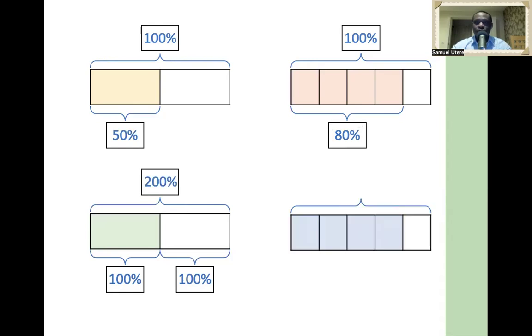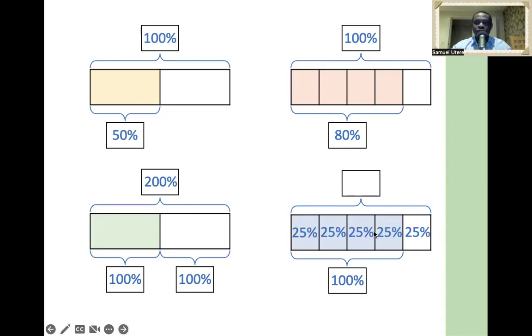Okay, what about this one? If we say this part is 100, what value will the whole bar model be? Here we can see we have 1, 2, 3, 4. So if these 4 parts are equal to 100, each part is going to be 25. So the whole lot will be 125%.